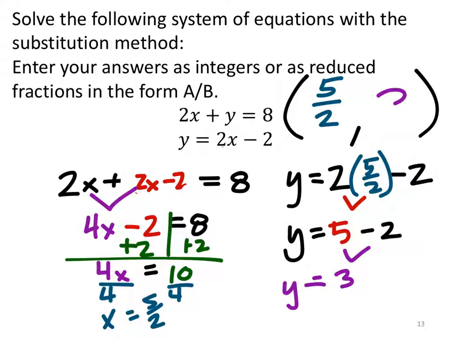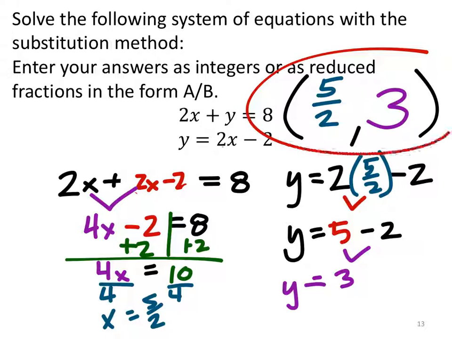So on this one, y is 3. And that works in the slope-intercept form. 3 does equal 2 times 5/2 minus 2. That's true. But what about the top one? 2 times 5 halves is 5, plus 3 is 8. So the top one checks off as well. And we can circle our answer with confidence.